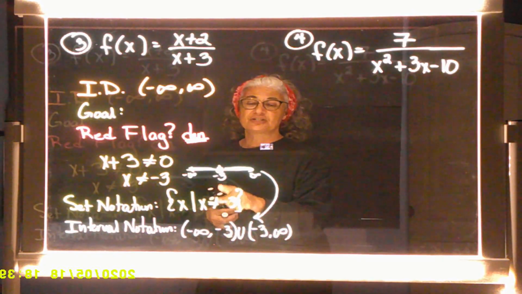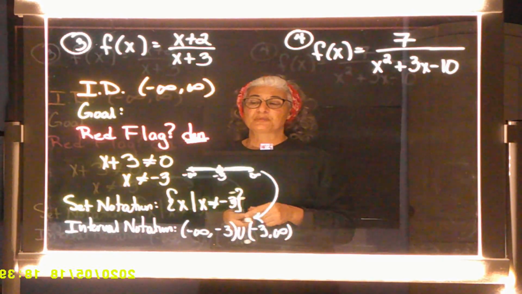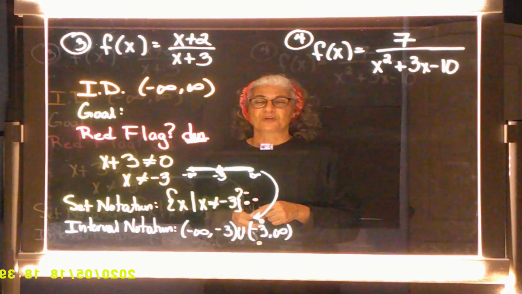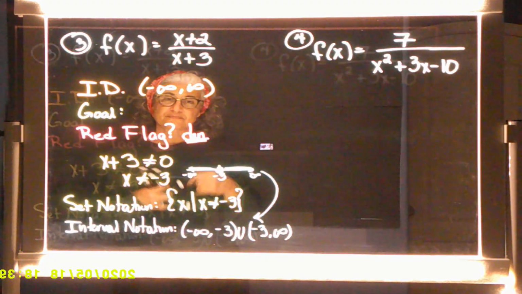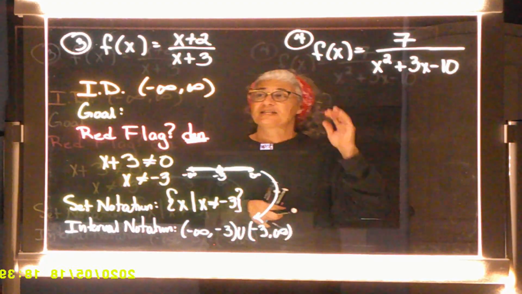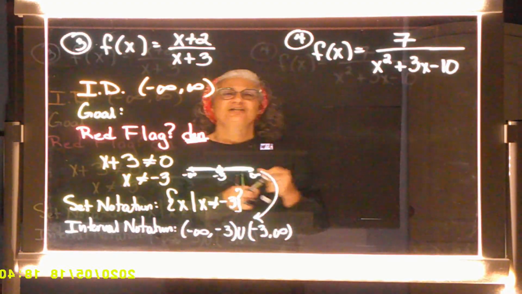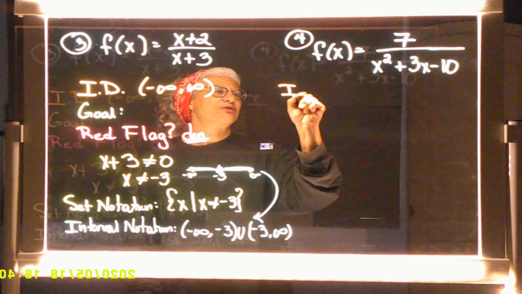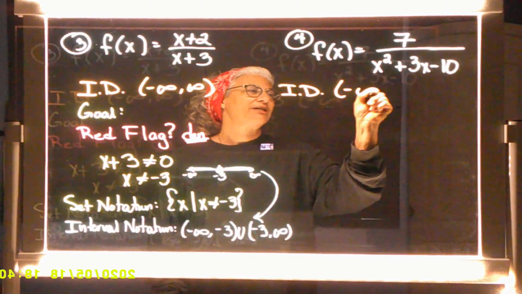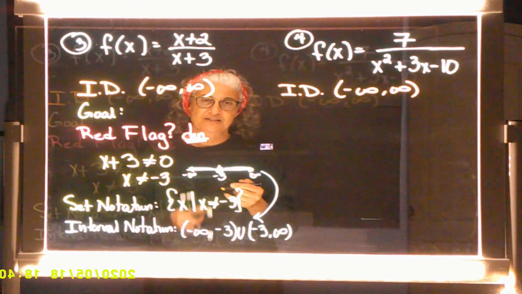And interval notation comes straight from a graph, so always remember that. Good? Okay, let's look at number 4. Directions haven't changed. They would like me to find the domain. And yes, we have the initial domain that we need to remember. And the initial domain is anywhere from negative infinity to positive infinity.